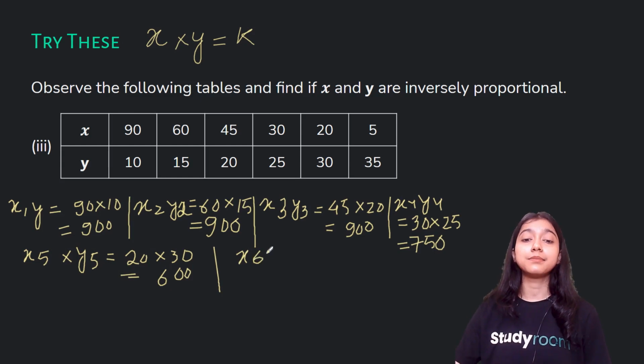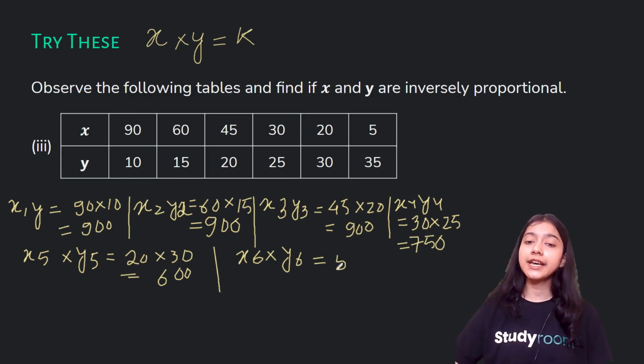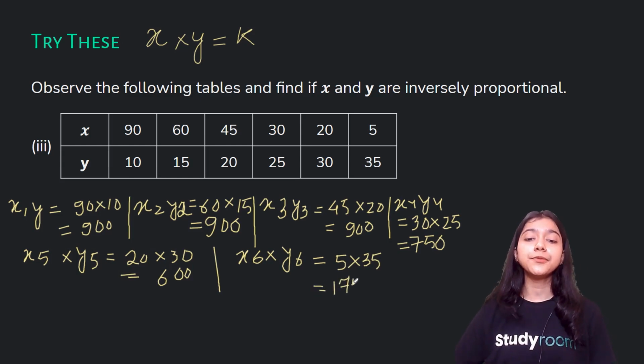And let us check for the last case. That means x6 multiplied with y6. So in this case, x6 is 5 and y6 is 35. So we have 5 multiplied with 35. Now 35 multiplied with 5 gives us 175.